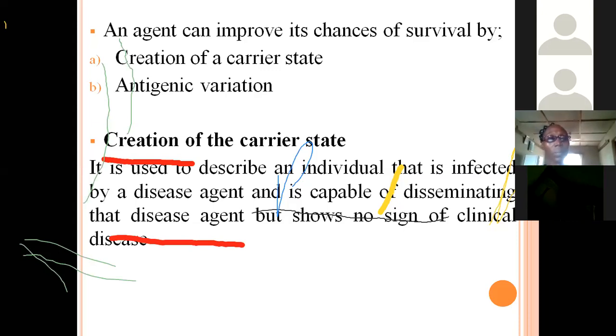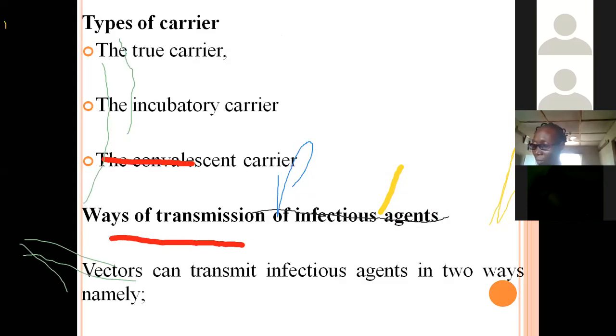It is used to describe an individual that is infected by a disease agent and is capable of disseminating that disease agent while showing no symptoms of clinical disease. We have a lot of carrier patients all around. They are not showing symptoms, but despite that, they can infect other people by shedding the virus and transmitting it to other people. So we have different types of carrier. We have true carrier, we have incubatory carrier, and we have convalescent carrier. Convalescent carriers are those that have had the disease and are recuperating already.